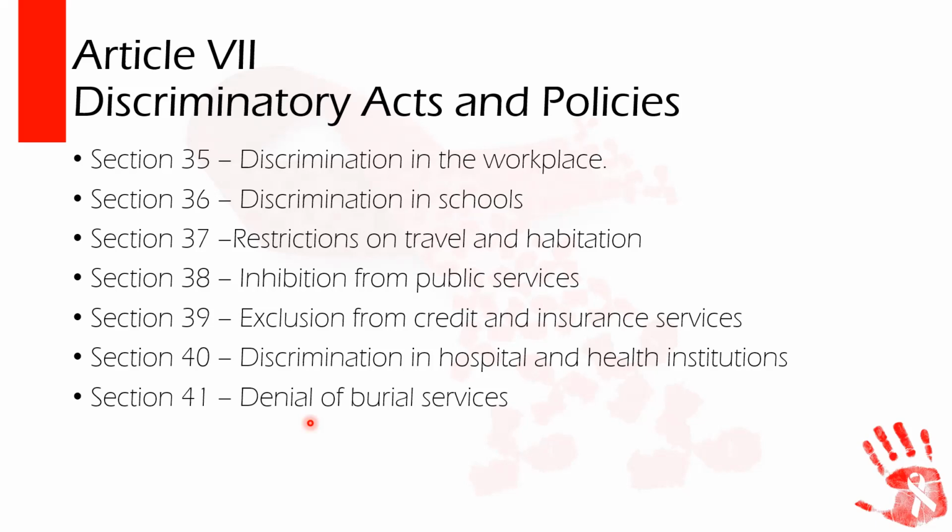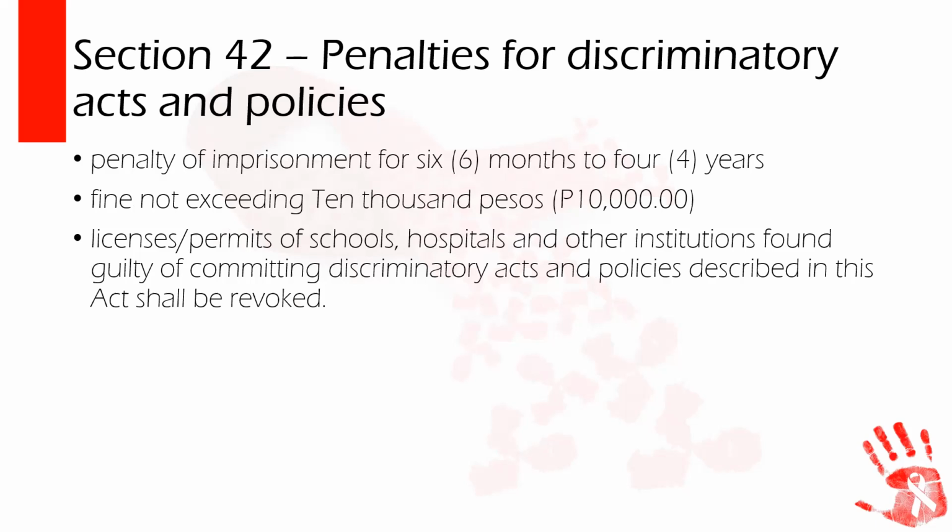Each person has the right to be treated the same, whether you are HIV positive or not. Now, what are the penalties if someone violates this? Penalty of imprisonment for 6 months to 4 years, and a fine not exceeding 10,000. If the discrimination happens in schools or in any institutions or hospitals, aba, teka lang, we have to revoke your license, because discrimination should not happen to persons with HIV.